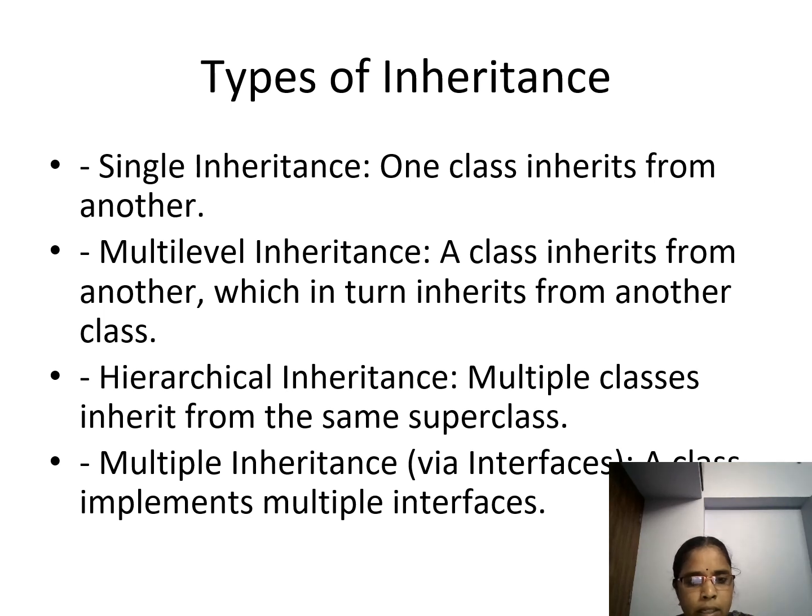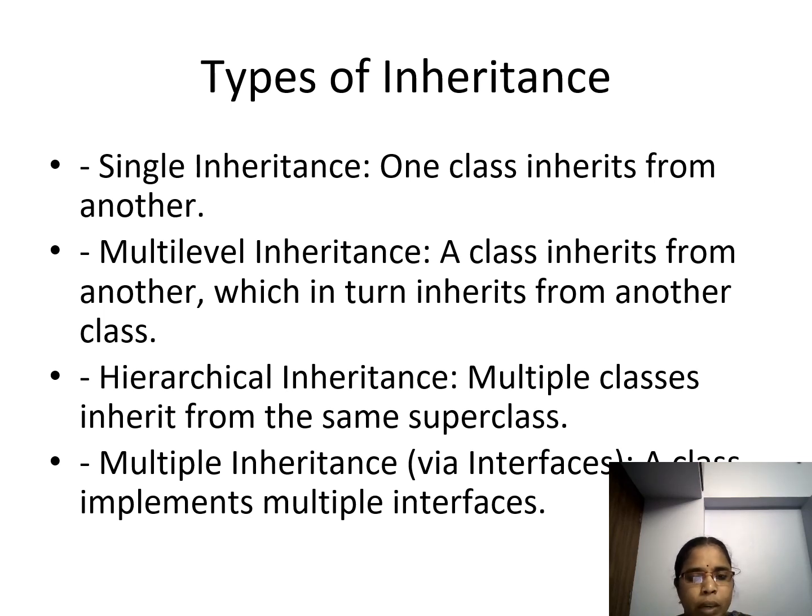Types of inheritance. There are four different types of inheritance. First one is single inheritance. Second one is multi-level inheritance. Then hierarchical inheritance and multiple inheritance.